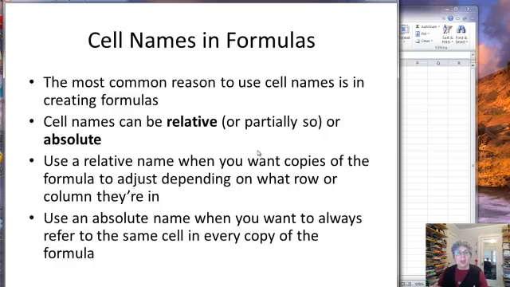Now, the biggest reason to use cell names is to use them in creating formulas. And we use a relative name when we want the formula to adjust based on what row or column it's in, a copy. So we write a formula for one cell, and then we want it to work the same way on other cells. That's when we would use a relative name. We use an absolute name when we want to always refer to the same cell in every copy of the formula.